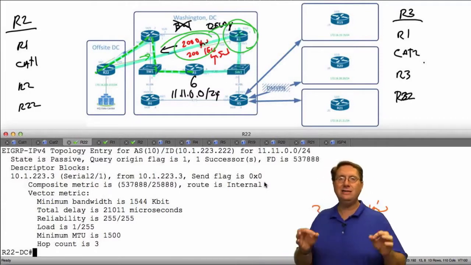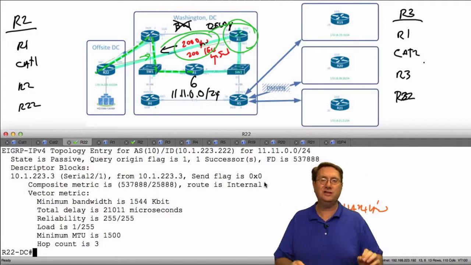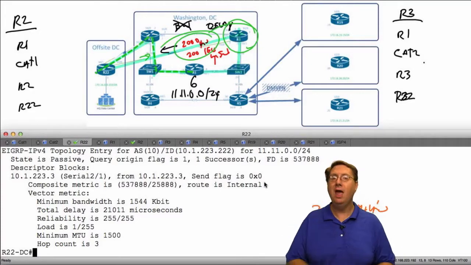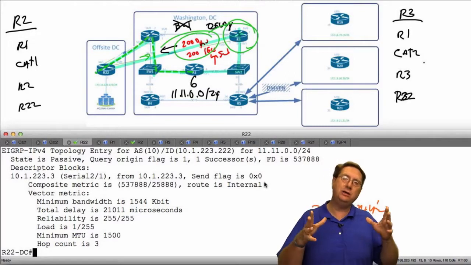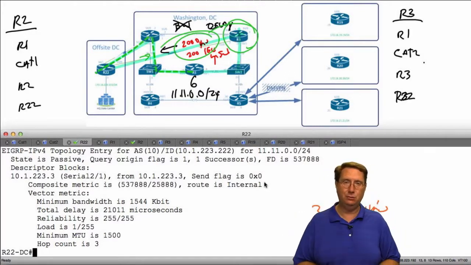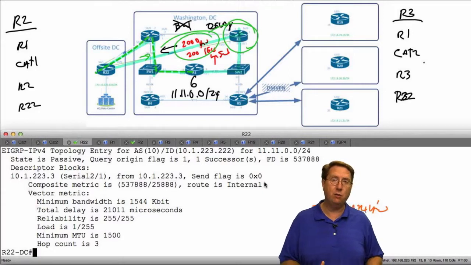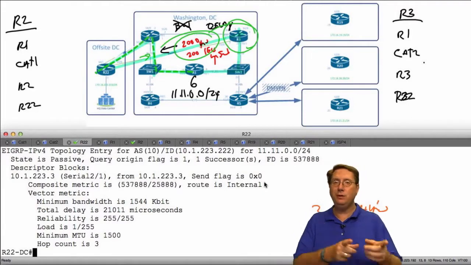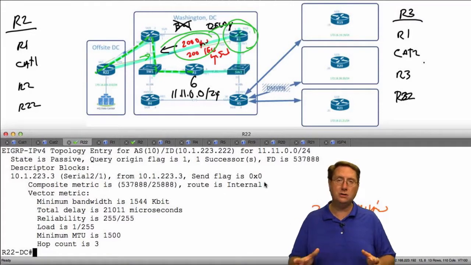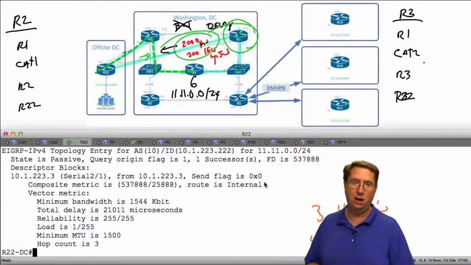The reason being is this variance only allows me to do unequal cost load sharing across prefixes that have been planted inside of the topology table. And the reason that I talk so extensively about the feasibility condition is that I need you to understand why information is placed in the routing table. The advertised distance of the prefix for 11.11.0.0/24 that I'm learning from R2 is not going to be used because the AD that's being communicated to R22 is not going to match the feasibility condition. In other words, the AD is going to be higher than my own feasible distance, which means I cannot determine whether or not the path has looped through me.